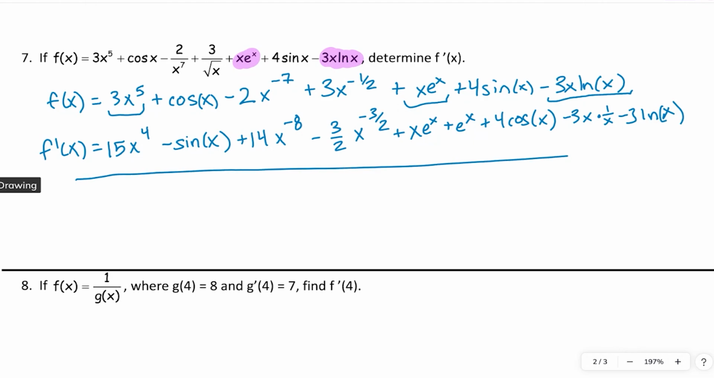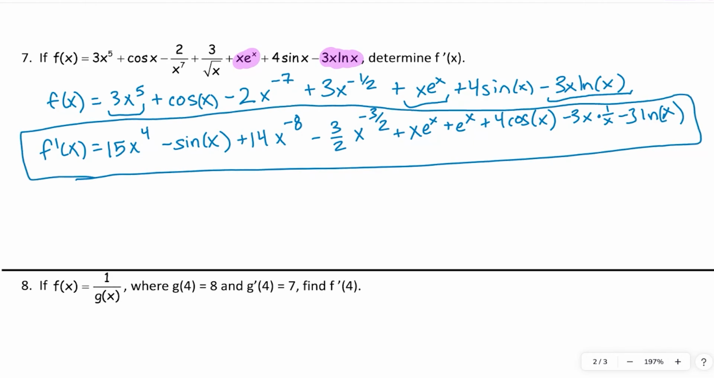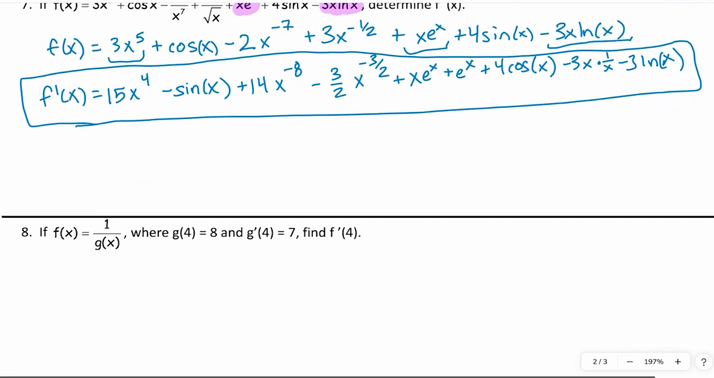It is a crazy long equation, though. This is one of those equations you can impress your parents with, where you're like, hey, check out, I can find a function that defines the slope of this other wacky function.